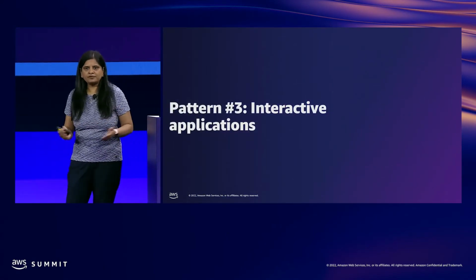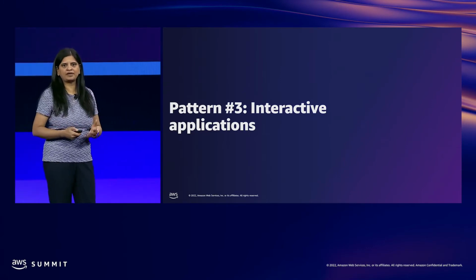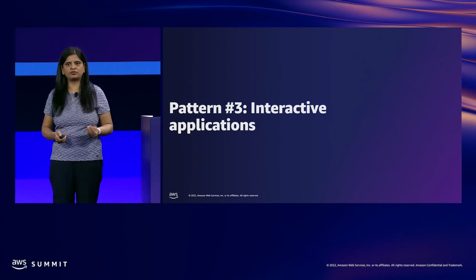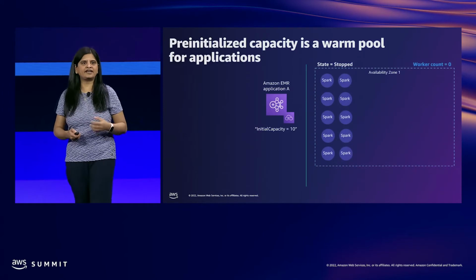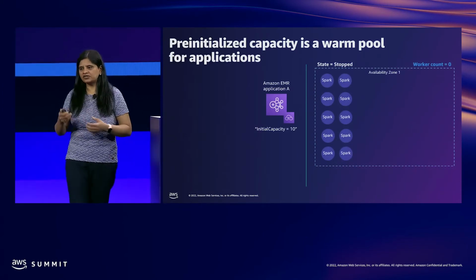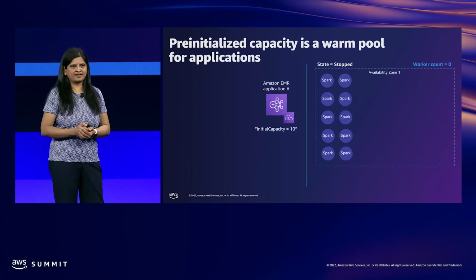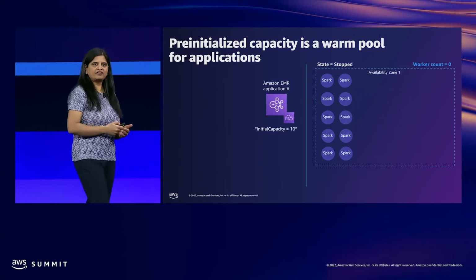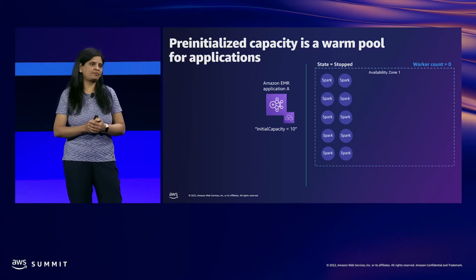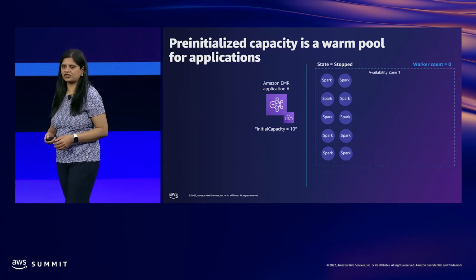So the third pattern that we see out there in the field is interactive applications. And these are applications where customers are running Presto queries or Spark SQL queries or Hive queries on their EMR clusters. So here is an example of how that would work on EMR Serverless. So just like in the previous example, I have an EMR Serverless application running. The only difference is I have created this EMR Serverless application with an initial capacity of 10 workers. So as you can see, I have 10 workers that are in the stopped state.